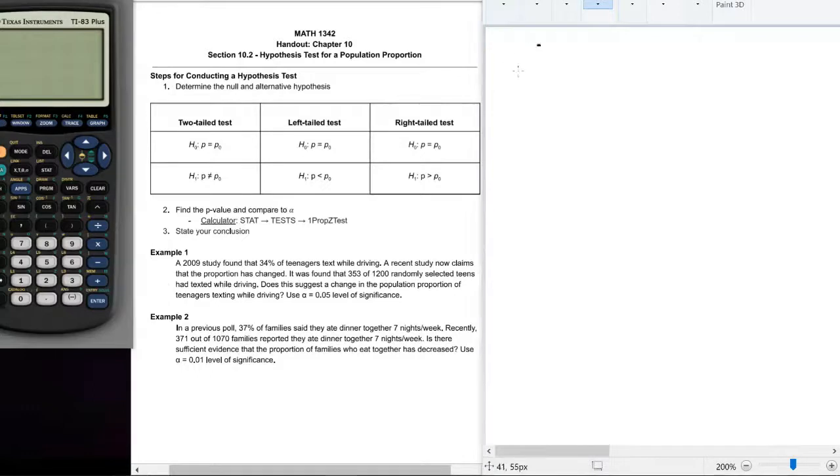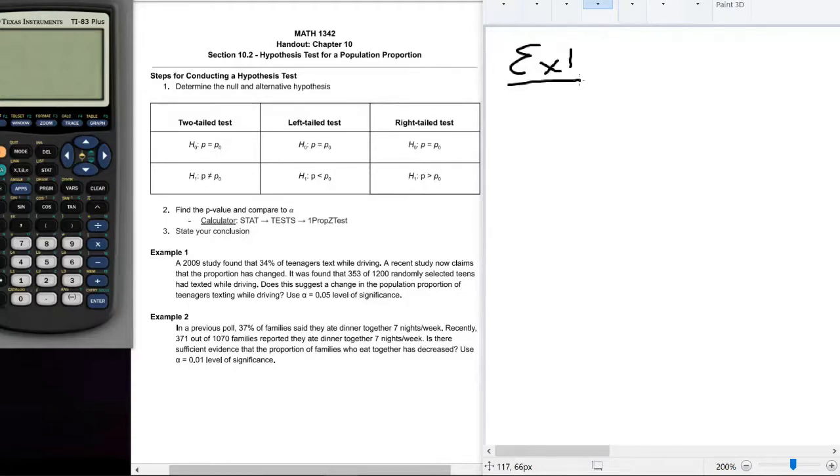So in example 1, a 2009 study found that 34% of teenagers text while driving. A recent study now claims that the proportion has changed. It was found that 353 out of 1,200 randomly selected teens had texted while driving. Does this suggest a change in the population proportion of teenagers texting while driving? Use alpha equals 0.05 level of significance.